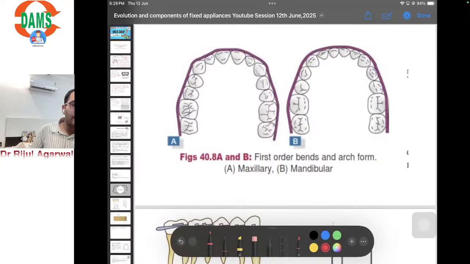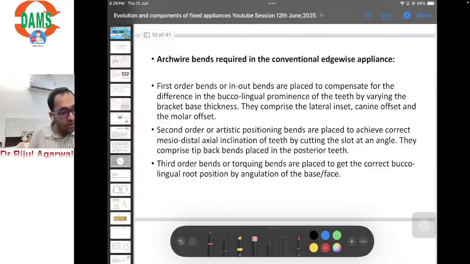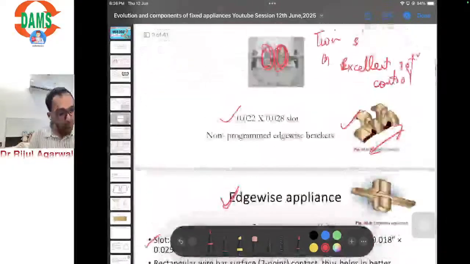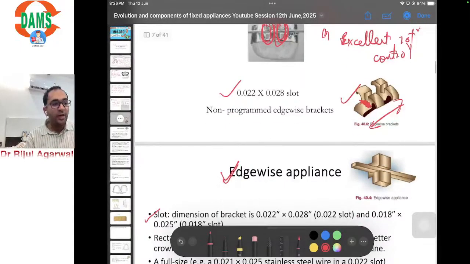How are they prescribed inside the bracket? By varying the bracket base thickness. If we come to this diagram, if I increase this thickness, this part, what will happen? This part gets thick, so the wire when inserted will get certain, imagine this slot.